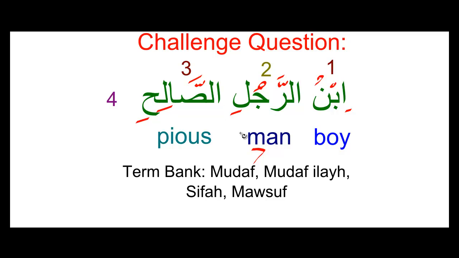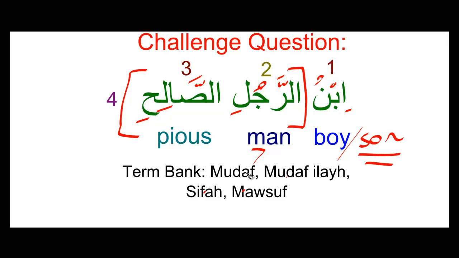Okay, based on this, I want you to tell me which term applies to which of these words. Okay, so number 1 is for ibn, number 2 is for rajul, 3 is for salih, and 4 is actually for both of these words. So which term, and I've given you 4 terms to choose from to make it easy for you, apply to which one? So which one of these is mudaf, which one is mudaf ilayh, which one is sifa, and which one is mawsuf. Also, I think here it'll be better if you translate it as son. Okay, so boy or son both work, but you probably want to use son instead.